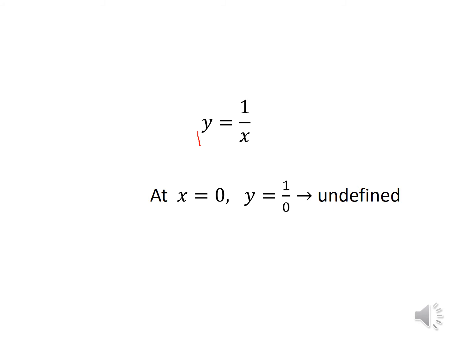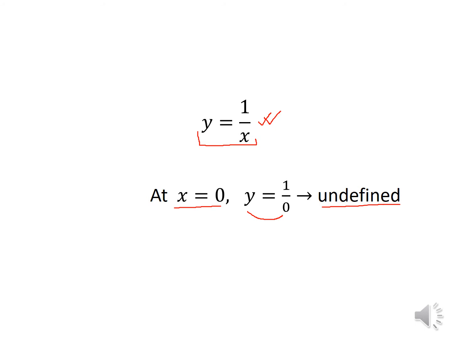here we have a function y is equal to 1 over x, and in this case we see that when x is equal to 0, then y is equal to 1 over 0, which is undefined. So from here we see that when x is equal to 0, the function y is equal to 1 over x will be undefined.